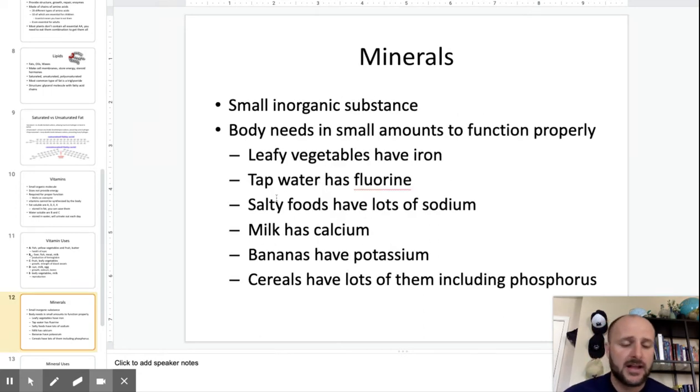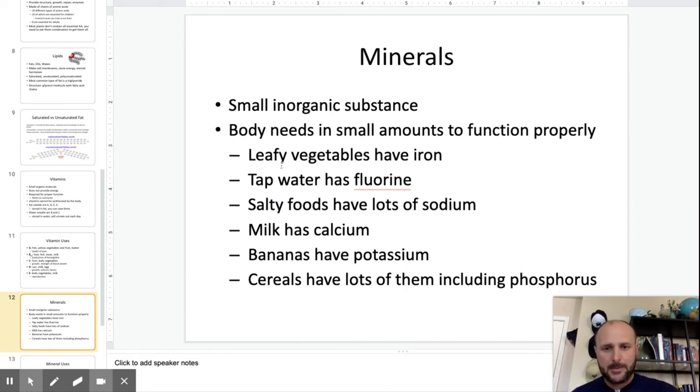Your next class of organic compound is a mineral. Mineral is a lot like a vitamin. It's small. Your body can't make it. You need it for proper function, but it does not provide you energy. So how is it different from a vitamin? It's inorganic. Vitamins are organic, small particles that your body needs. Minerals are inorganic, small particles that your body can't make that it needs.